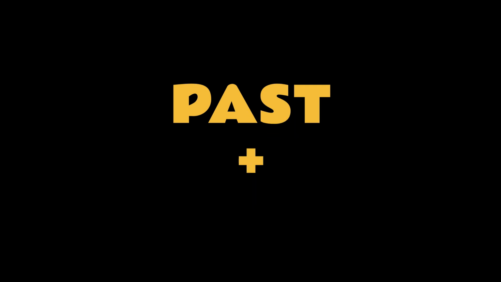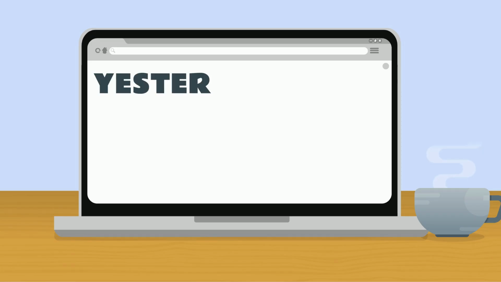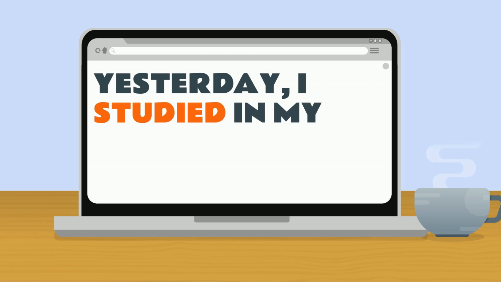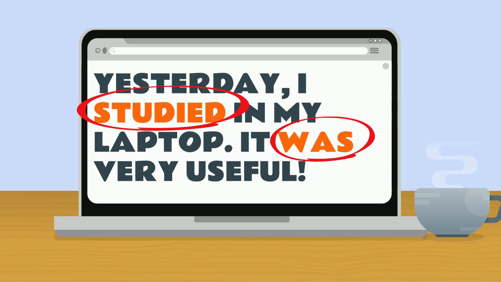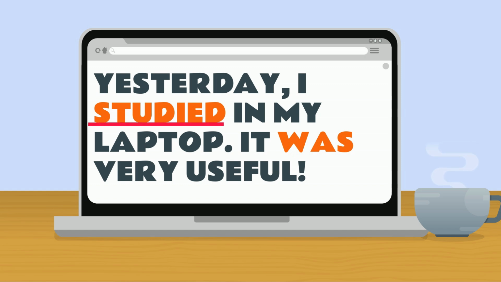Let's compare it with the affirmative form of past. Yesterday, I studied in my laptop. It was very useful. Here, we can notice that the verbs change to their past form. Remember that we have regular and irregular verbs. Regular verbs will end in ed, past form, while irregular verbs might change.